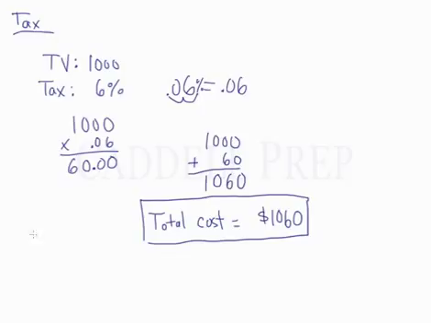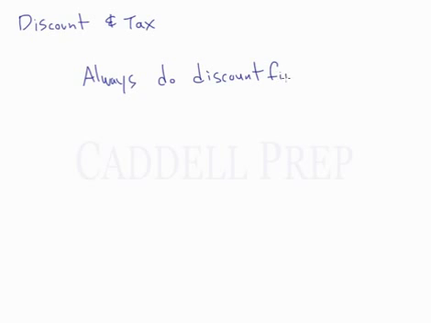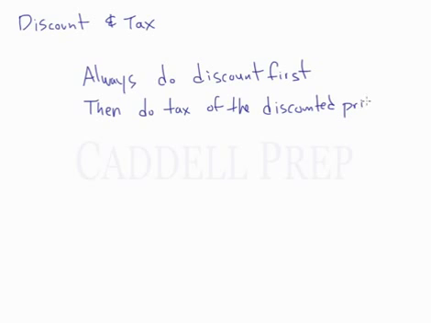Okay, now let's do a more complicated problem that involves discount and tax. Okay, what's important about discount and tax is you always do the discount first. Then do the tax of the discounted price. Very important. So let's think of an example where we have a TV that was originally $1,000.